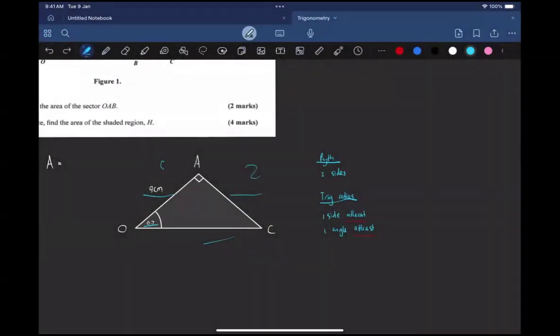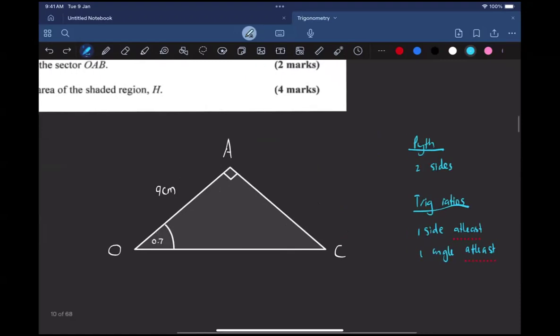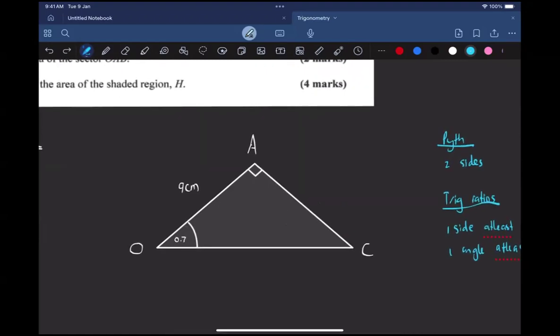So what do you think we're going to use the trig ratios to find? You're going to find side 3. Yes, now you're thinking. So we need to label our triangle. Which side do you think is the hypotenuse?